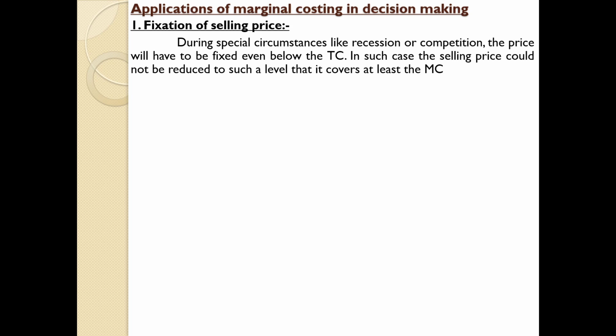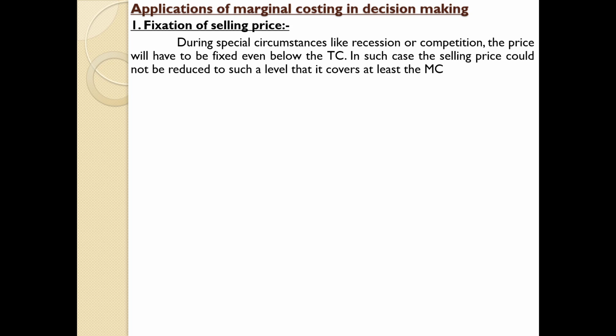The normally followed principle is that the selling price could be reduced to such a level that it covers at least the marginal cost or variable cost. Sometimes the price may be reduced even below the marginal cost, but the basic rule regarding fixation of selling price under special circumstances is that one can reduce the price till marginal cost. Below marginal cost, it is very dangerous for the organization. A concern can minimize its price till marginal cost. Beyond that, it is very dangerous. And we will discuss that part.